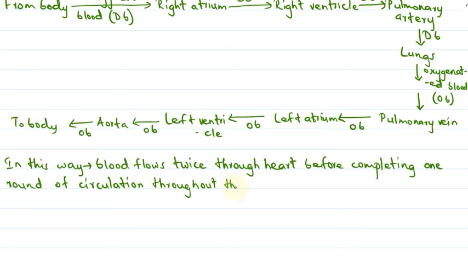So this method of circulation is called, what is this called? This is called double circulation. As we saw that here the circulation of blood is taking place twice. It is taking place 2 times through heart before even completing one round of circulation throughout the body, and this method is called double circulation. So I hope now double circulation is clear.